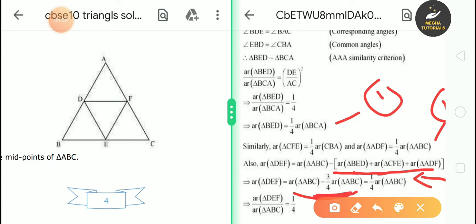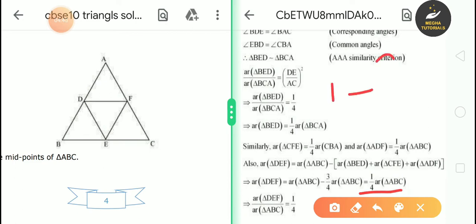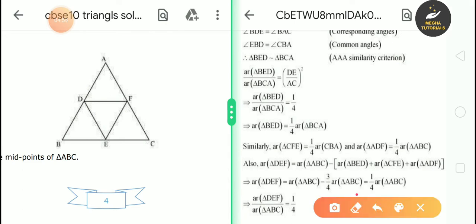Okay, so area of triangle ABC minus 3 upon 4 area of triangle ABC, we will get 1 upon 4 area of triangle ABC, because 1 minus 3 upon 4 you have to take LCM, so you will get in the next step (4 minus 3) upon 4, so 1 upon 4. Therefore we have got 1 upon 4 into area of triangle ABC. If you transpose area of triangle ABC on the LHS, then you will get area of triangle DEF upon area of triangle ABC is equal to 1 upon 4. So this is the final solution.